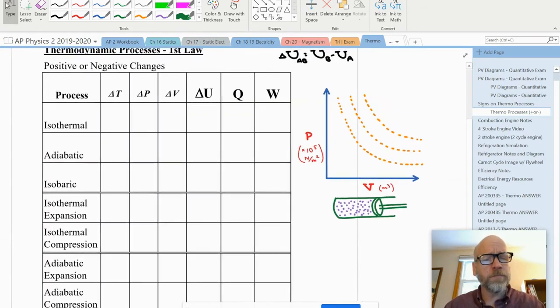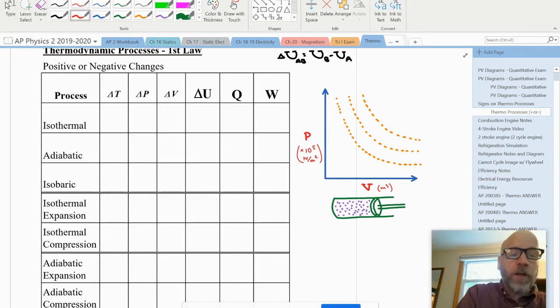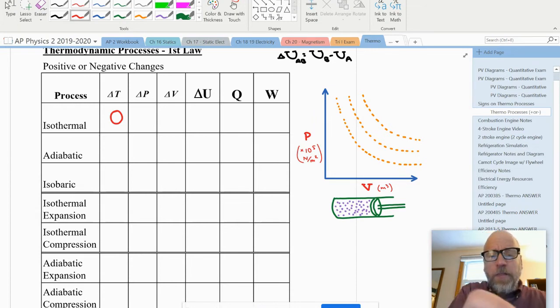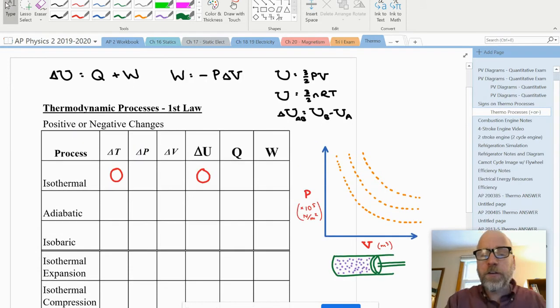So, isothermal. We're not going to fill in every square at the top, but the ones we know we can. For an isothermal process, the change in temperature is going to be what? Right, 0. Good. Can we say anything else? Well, if it's isothermal and there's no change in the temperature, then there has to be no change in the internal energy. Because the internal energy of a gas is 3 halves nRT.